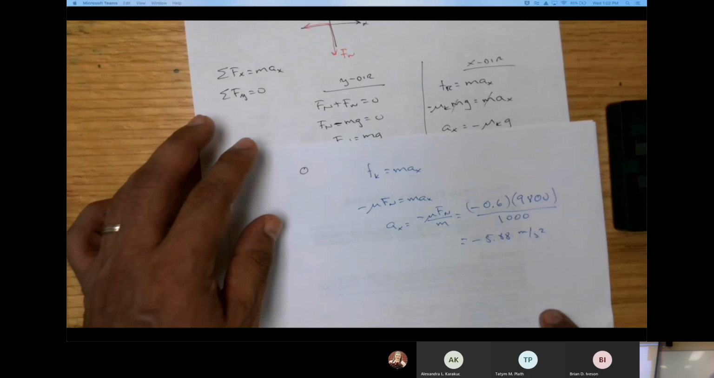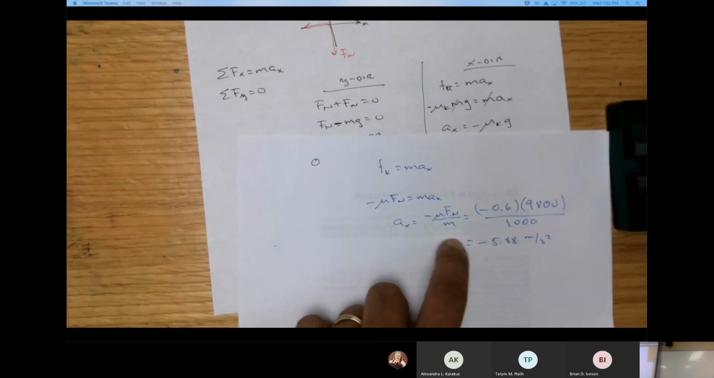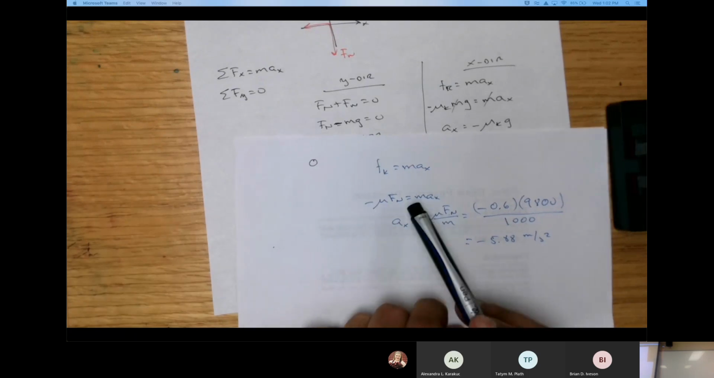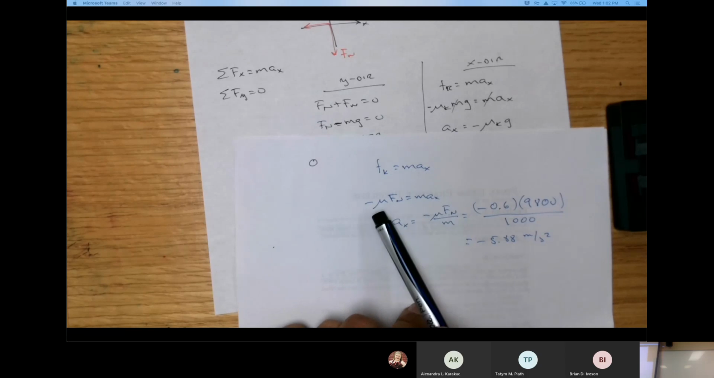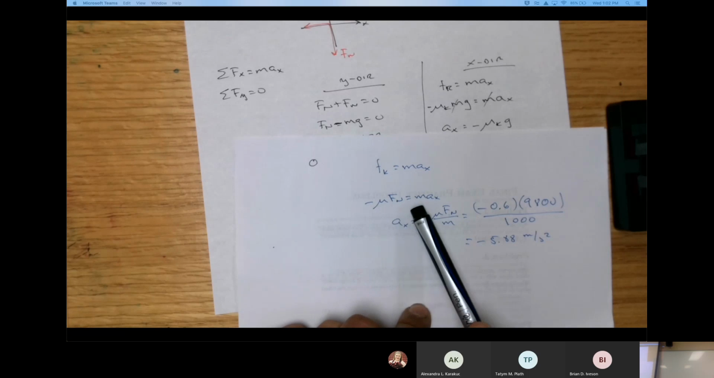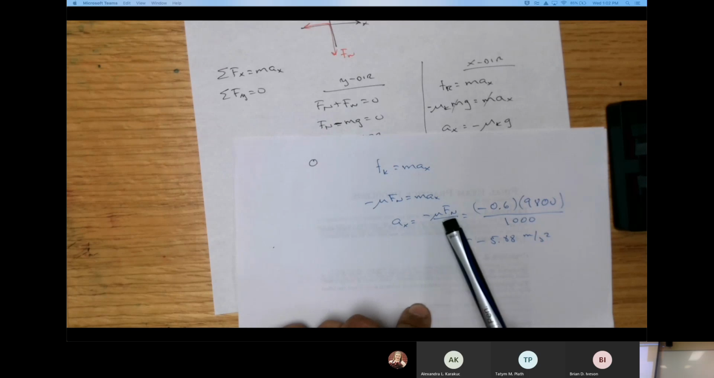So there you go. Does it make sense? You have friction force equals mass times acceleration. Then this will be negative mu k times normal force equals m a x. And then a x will be negative mu Fn over m. Solving it, you get negative 5.88.